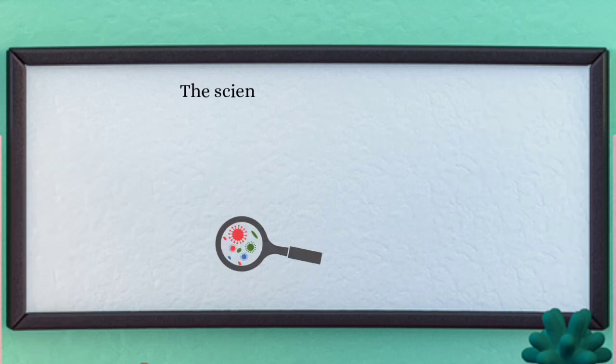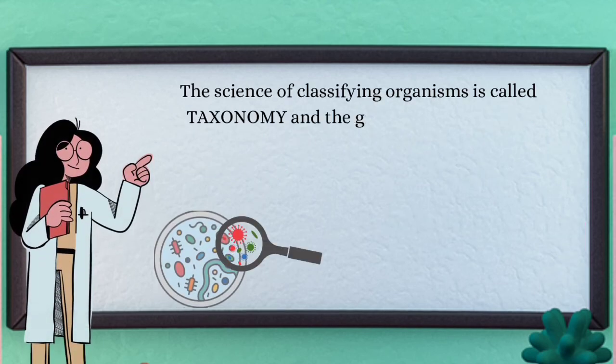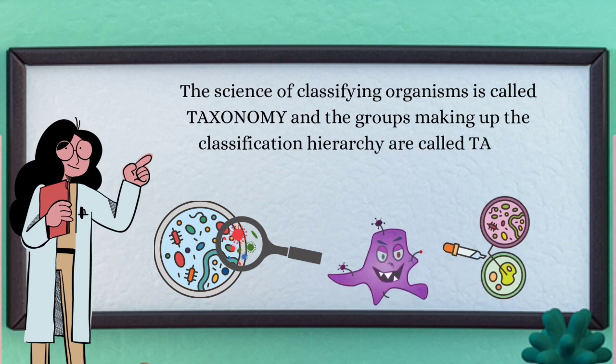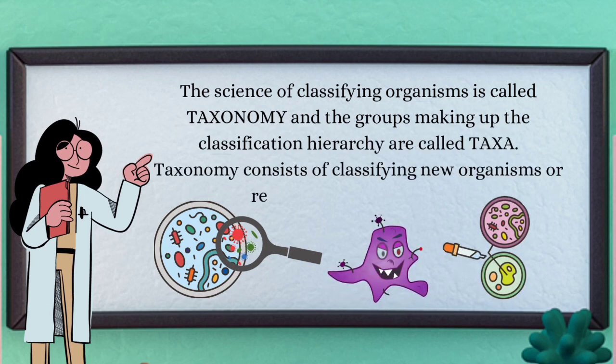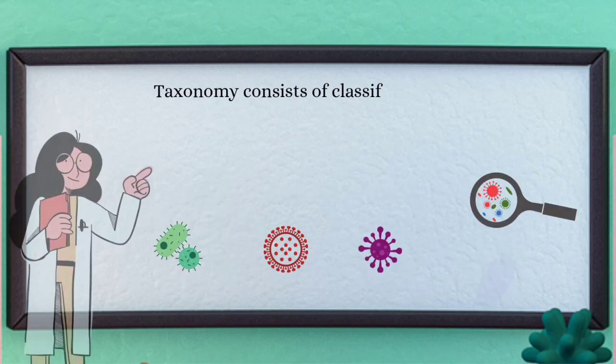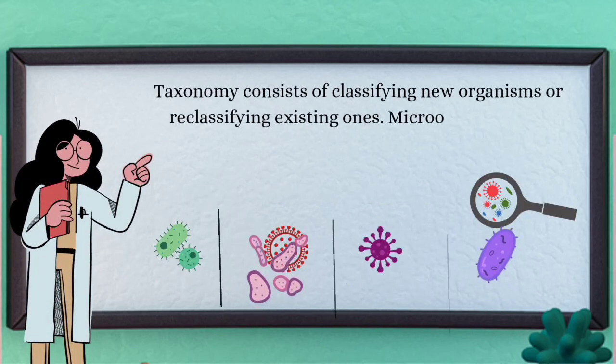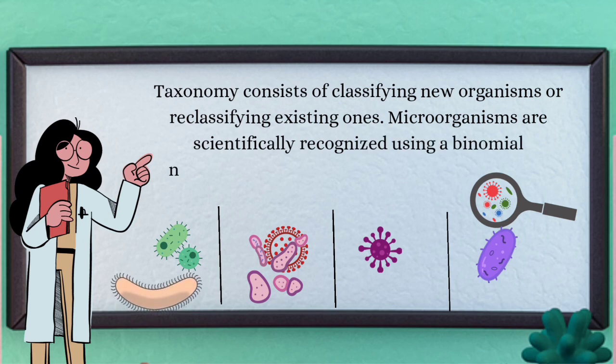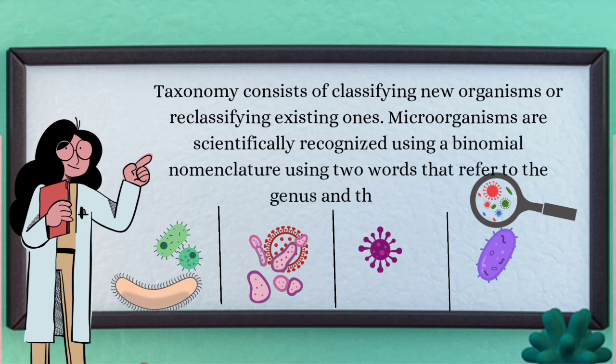The science of classifying organisms is called taxonomy, and the groups making up the classification hierarchy are called taxa. Taxonomy consists of classifying new organisms or reclassifying existing ones. Microorganisms are scientifically recognized using a binomial nomenclature using two words that refer to the genus and the species.